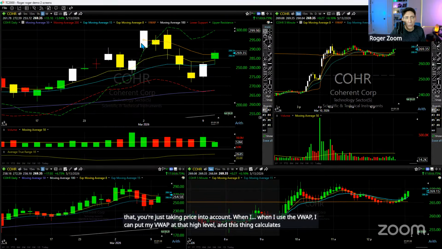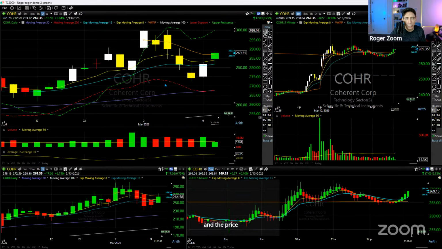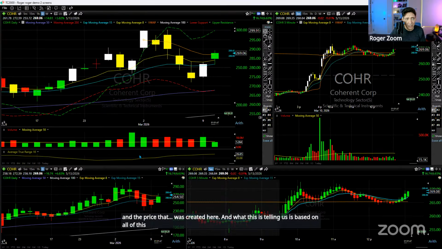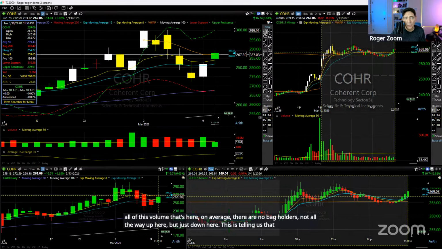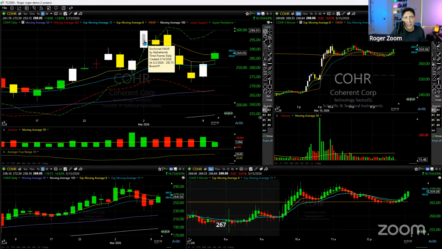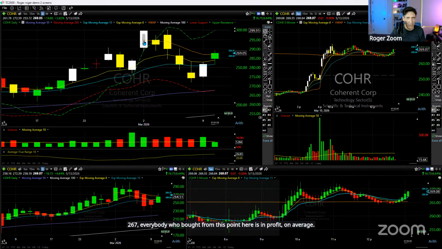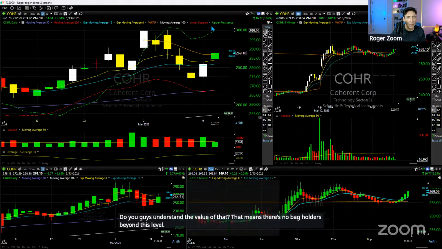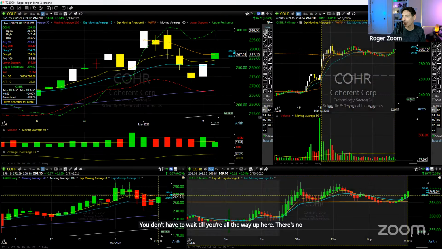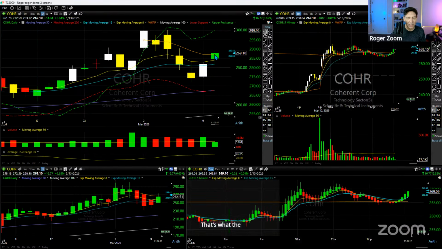and it calculates all the volume and the price that was created here. What this is telling us is, based on all of this volume, on average, there are no bag holders, not all the way up here, but just down here. This is telling us that when we get above 267, everybody who bought from this point here is in profit on average. Do you guys understand the value of that? That means there's no bag holders beyond this level. You don't have to wait till you're all the way up here. There's no bag holders from here. That's what the anchored VWAP tells us, which is why we put it to the highest 90 and lowest day.